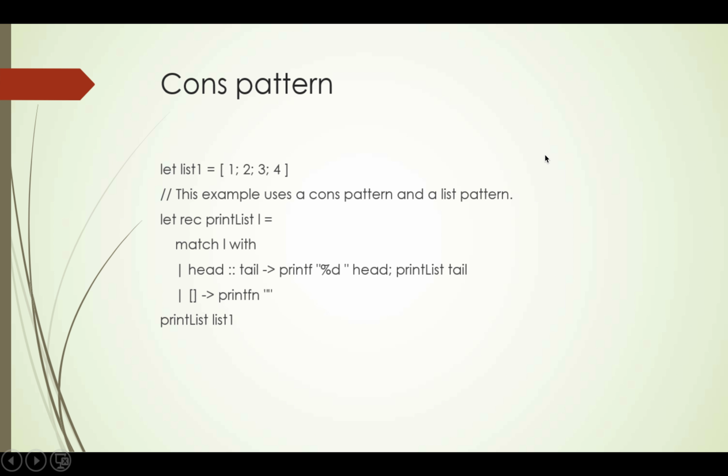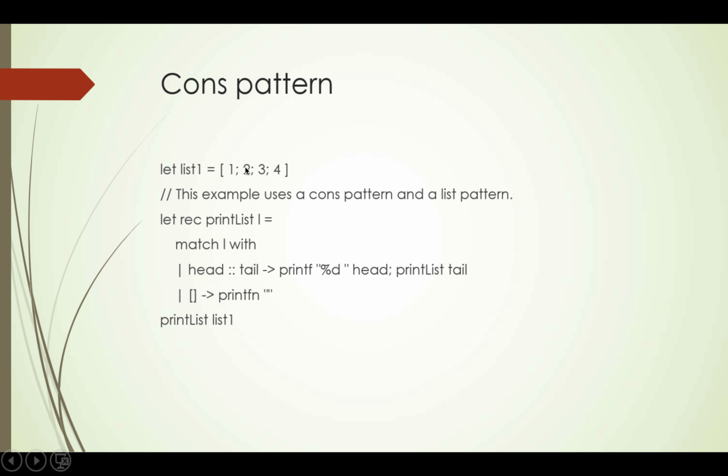So this is our cons pattern. We're letting our list equal 1, 2, 3, and 4 up here. And then at the very bottom, we're calling print list with list 1. So we're calling this with this list. So we're matching L with, if there's a head and a tail, then we're going to print the head, and then we're going to call this function recursively with the tail.